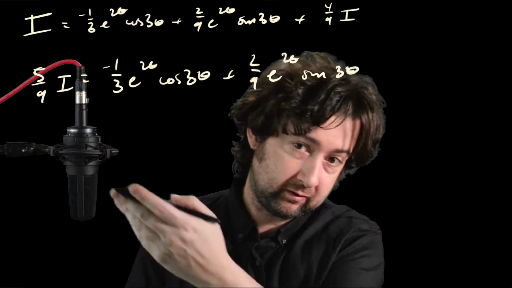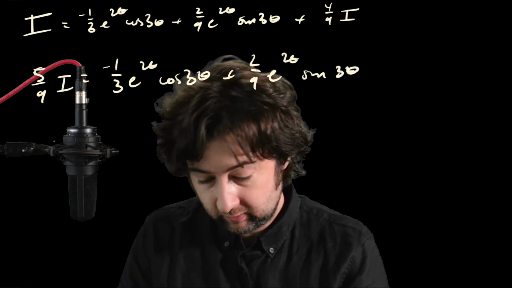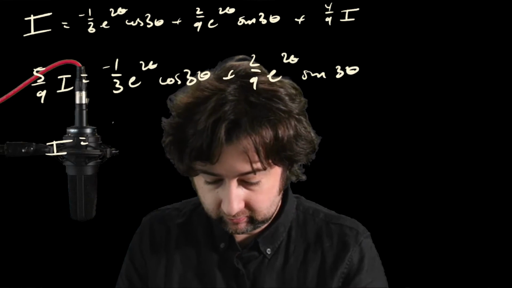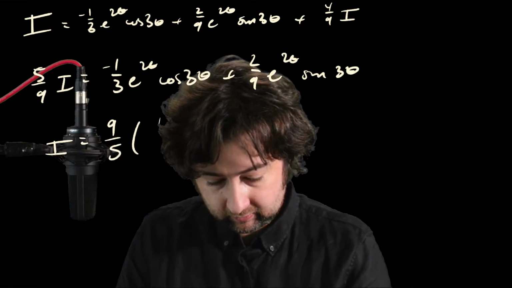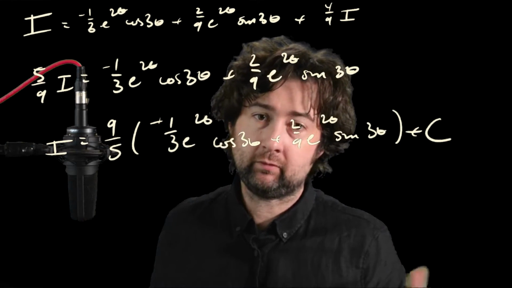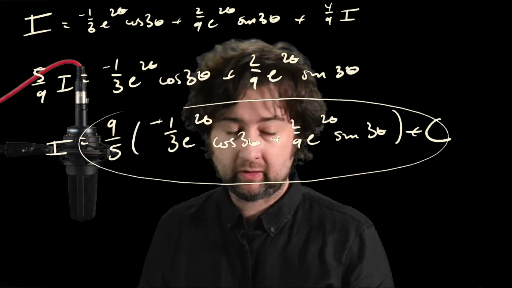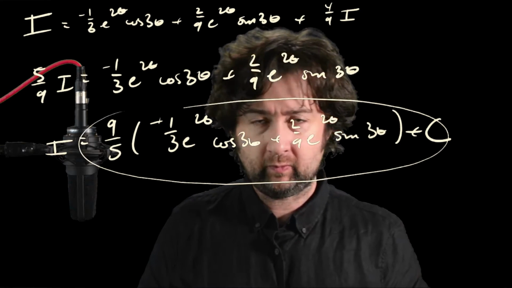And the last step is just to get the 5/9 over to this side. So I is equal to 9/5 times all this stuff. And that's it. You're done. There's your antiderivative. Don't algebraically simplify this at all.